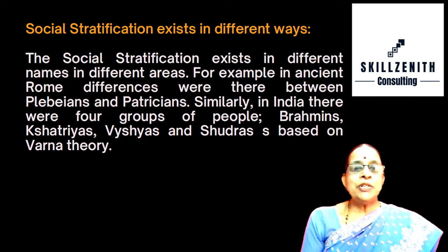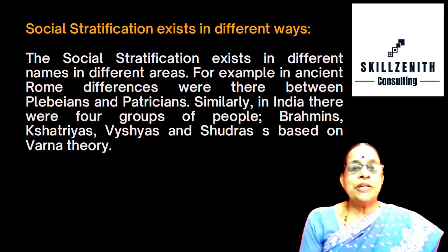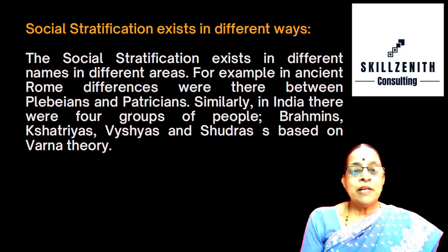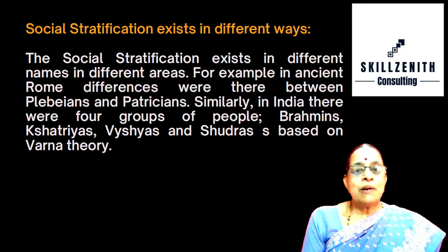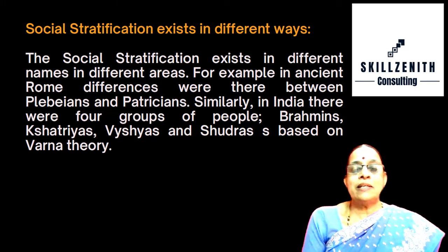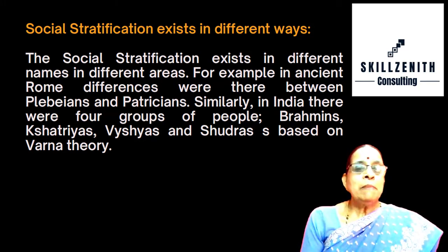For example, in ancient Rome, you have studied about ancient Roman civilization. There were differences between two social groups, plebeians and patricians. Similarly, in India, there were four groups of people: Brahmins, Kshatriyas, Vaishyas and Shudras, based on Varna theory. Now let us learn about ancient Roman society. There were two classes of people, plebeians and patricians.